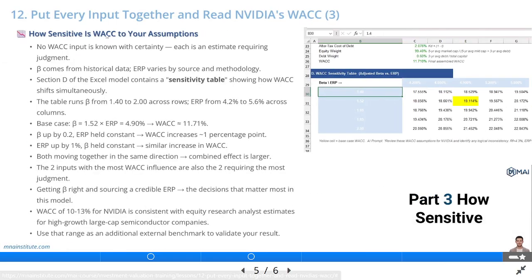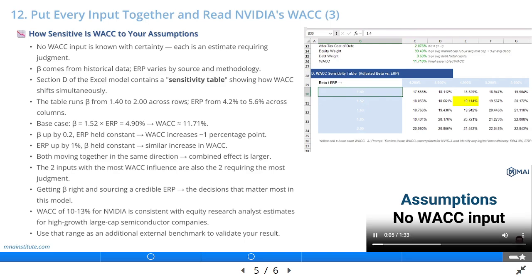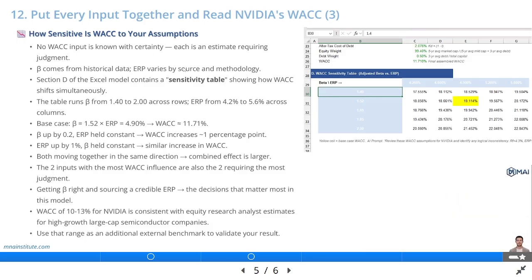Part 3. How sensitive is WACC to your assumptions? No WACC input is known with certainty. The beta is an estimate from historical data. The equity risk premium varies depending on the source and the methodology used. Section D of the Excel model contains a sensitivity table that shows how WACC changes when the adjusted beta and the equity risk premium move simultaneously.